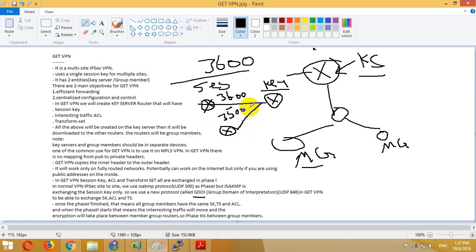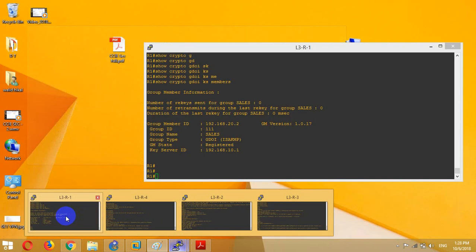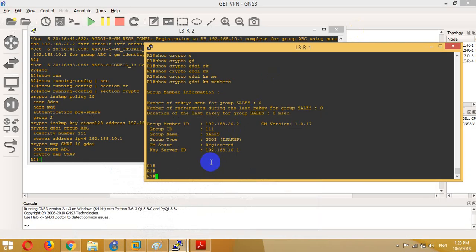So what will happen here? We need rekeying. We need the key itself to be generated automatically, instead of waiting until the expiration time. So how do I configure the rekeying? I will come to the key server, and I will do what?